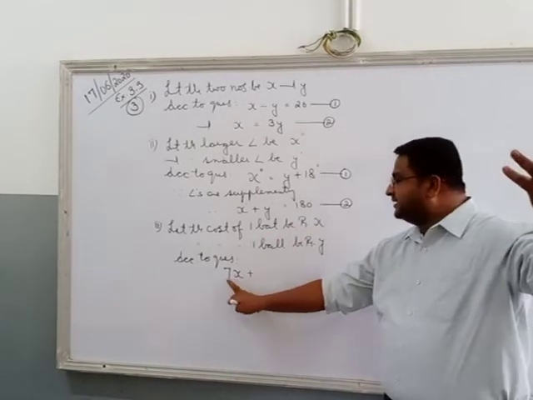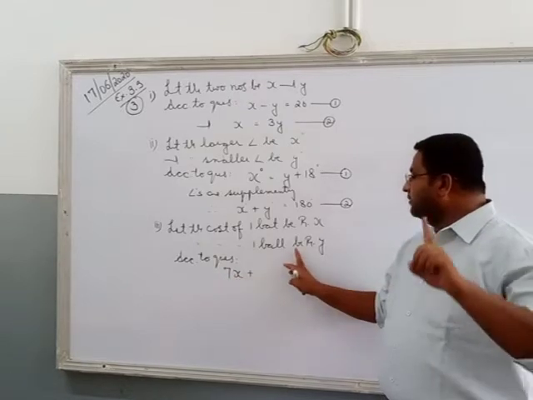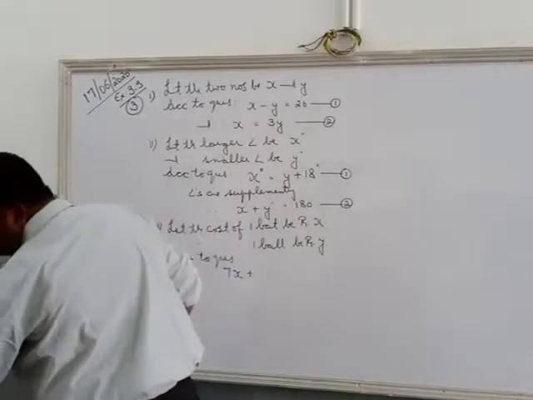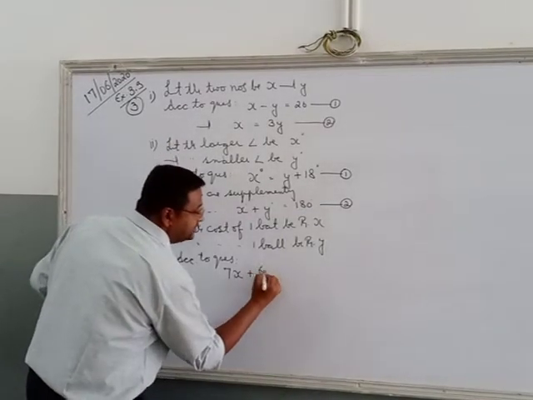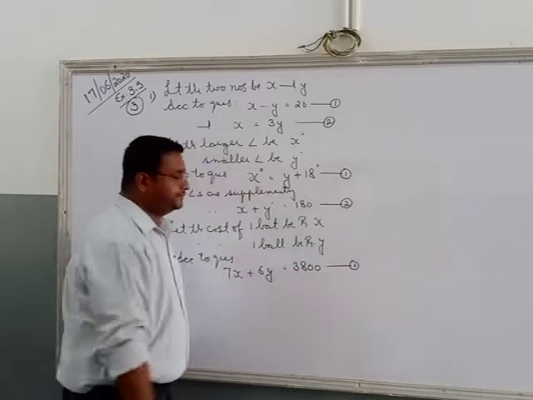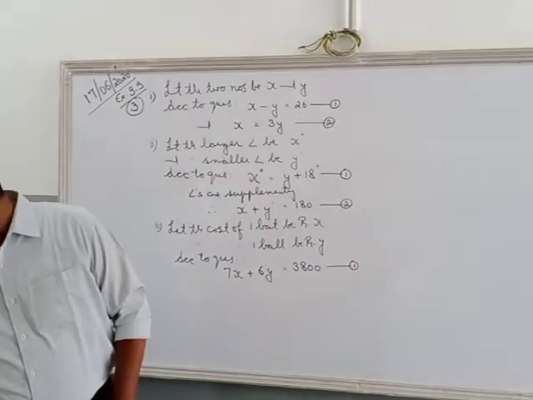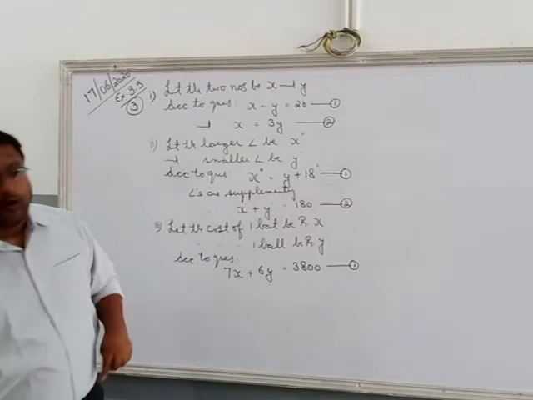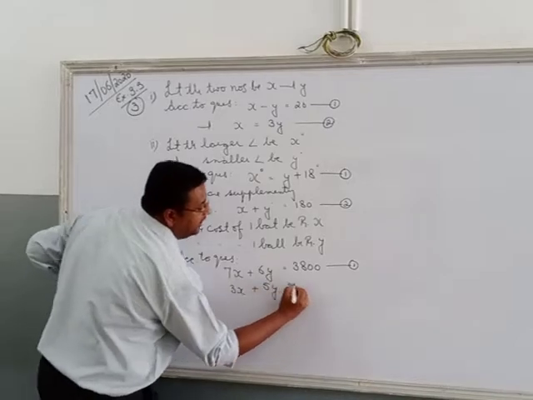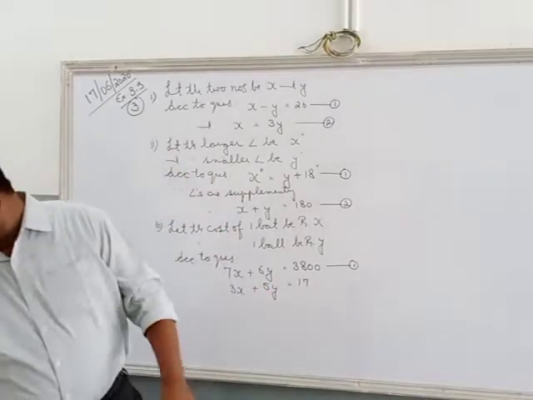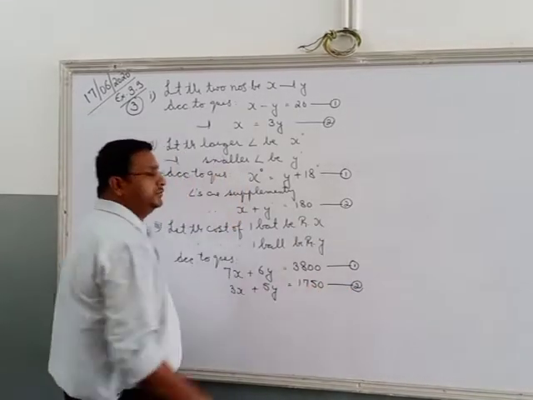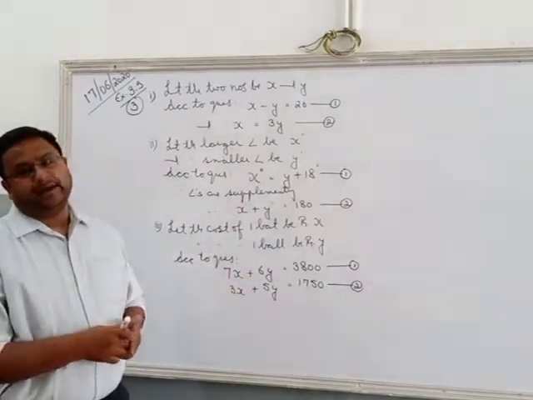Same way, cost of 1 bat is rupees x, so cost of 7 bats, 7 into x. Cost of 1 ball is y, so cost of 6 balls will be 6y. And together we have paid 3800. 7x plus 6y is equal to 3800. Equation number first. Later she buys 3 bats and 5 balls. 3 bats, 3x, 5 balls, 5y, and it is 1750. Equation number second. You can solve it by substitution or elimination.